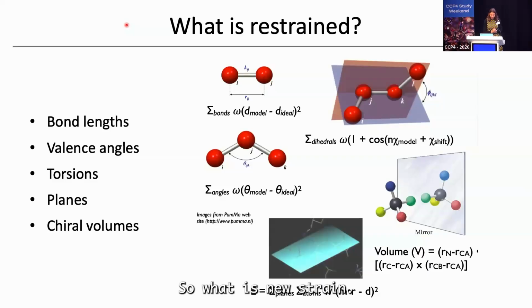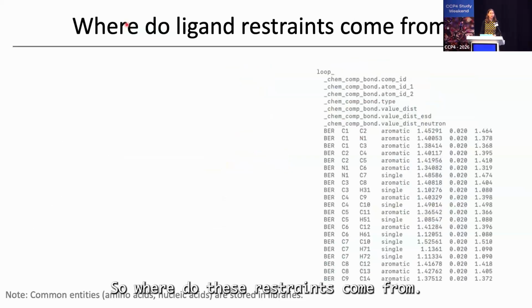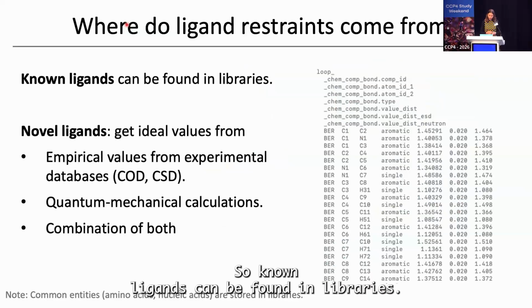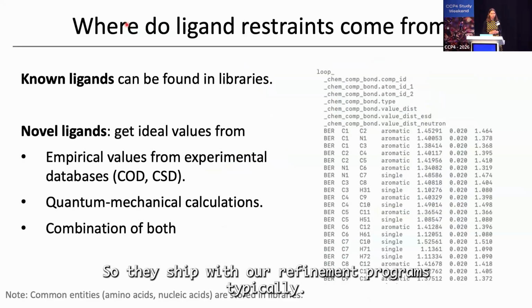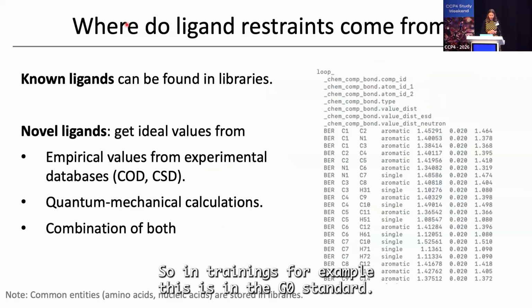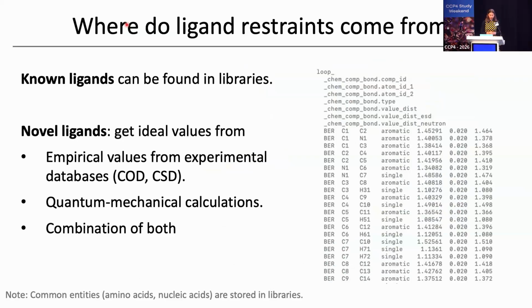So what is a restraint? I mentioned bond lengths, but we also look at valence angles, torsions, planes, and chiral volumes. So where do these restraints come from? Known ligands can be found in libraries. They ship with the refinement programs typically. In Phenix, for example, this is in the GeoStandard. This comes with the Phenix installation and nothing needs to be done.